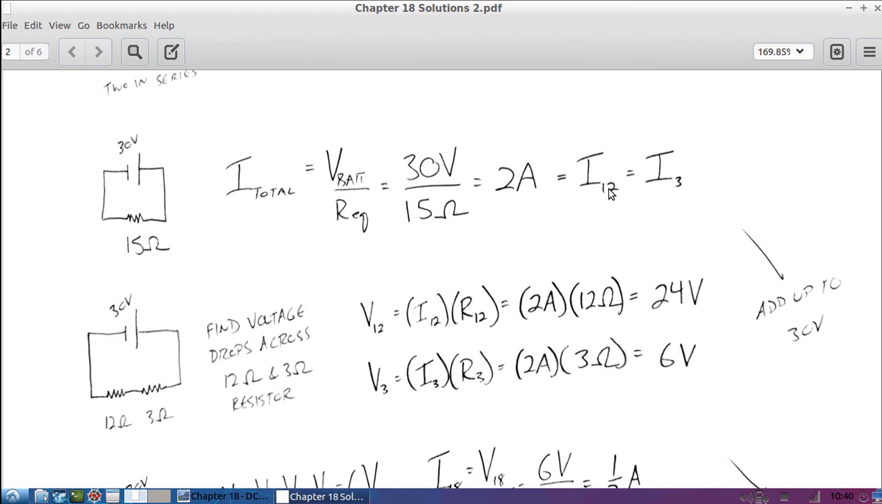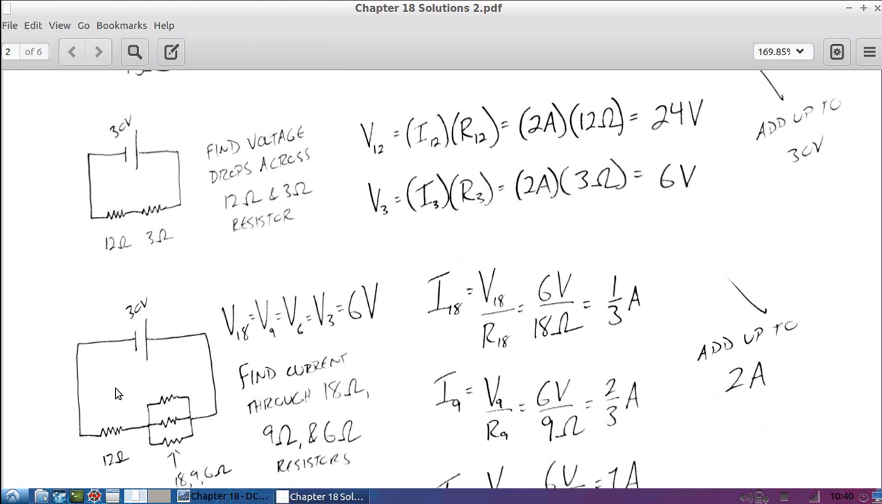So I've got the current going through the battery and the 12 ohm resistor and the 3 ohm system. So I expand one step. I'm going back to my 12 ohm and my 3 ohm. What I want to do here, I need the voltage drops across both of these resistors, because the voltage drop across this 3 ohm is going to be the voltage drop across all three of these because they're in parallel. So I'm going to need that to find the current going through each resistor. So I'm using Ohm's law to find the voltage drop across the 12 ohm resistor and the 3 ohm resistor.